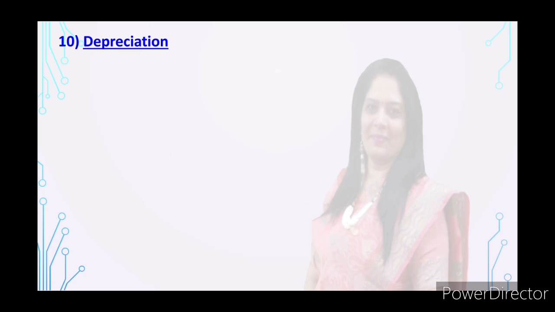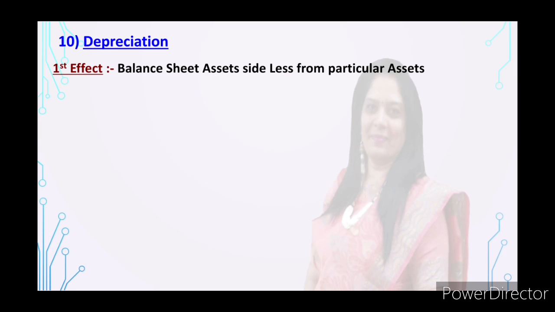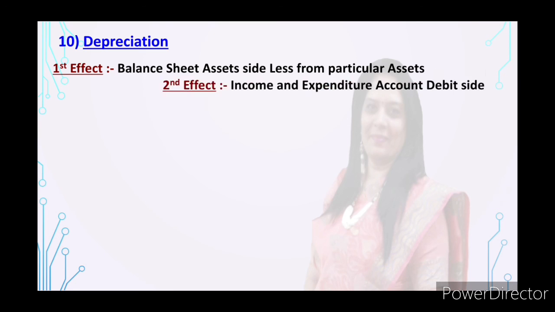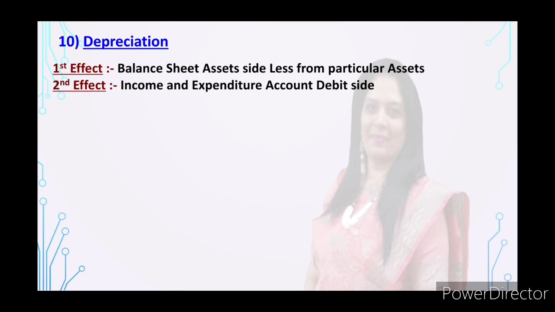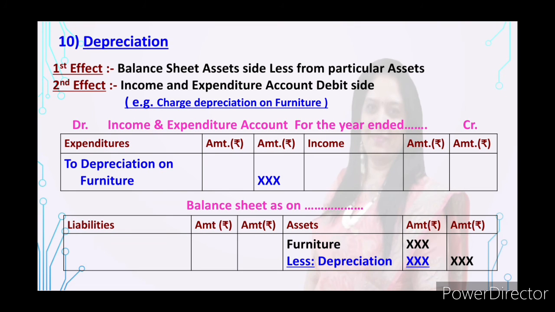Depreciation. Depreciation, as you know, is a kind of loss for the business. So first effect will be in the balance sheet asset side, less from that particular asset. And second effect, income and expenditure account debit side. For example, charge depreciation on furniture. So here in income and expenditure account debit side, you have to record depreciation on furniture, and in balance sheet asset side, you have to deduct from the furniture as less depreciation, and after deducting, you have to record the amount in the outer column.